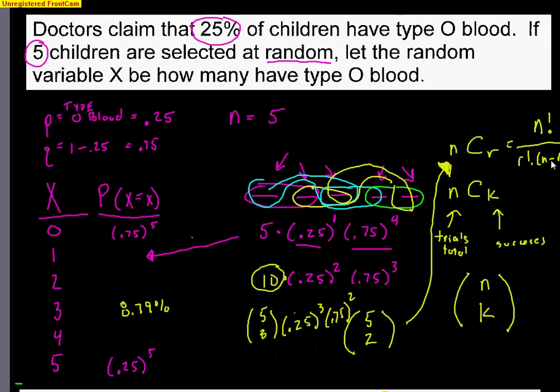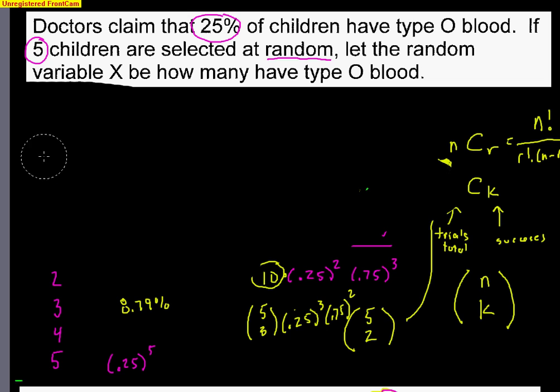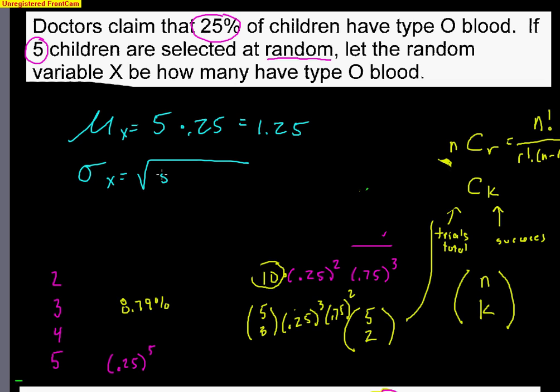Let's do this last one here, just so we understand this one more time. Out of 5 kids, how many do I expect to have type O blood? Of the 5 kids, I expect 25% of them to have O blood, so 5 times 0.25 means I expect 1.25 kids in the long run to have type O blood out of 5. And that number could, of course, deviate, and that would be the square root of 5 times 0.25 times 0.75. Very, very simple: 0.9682.